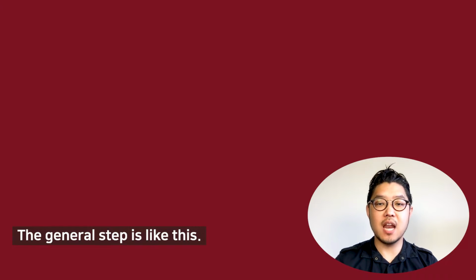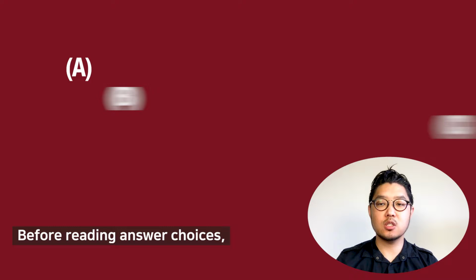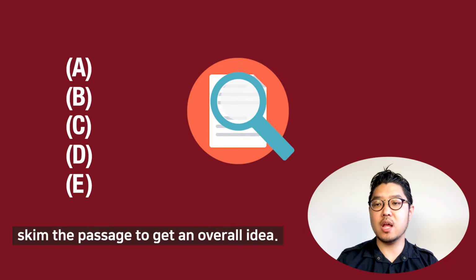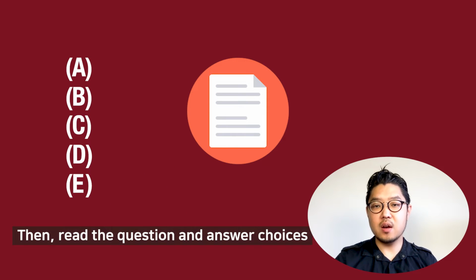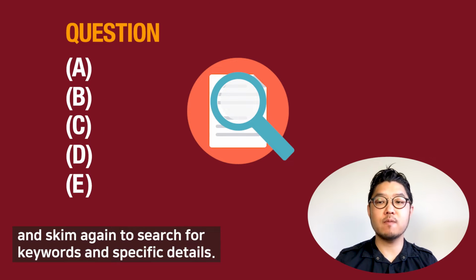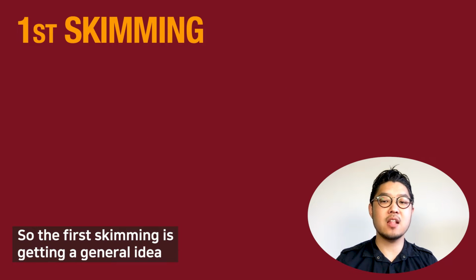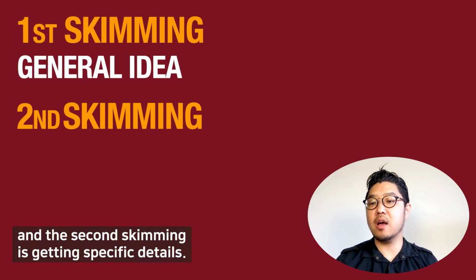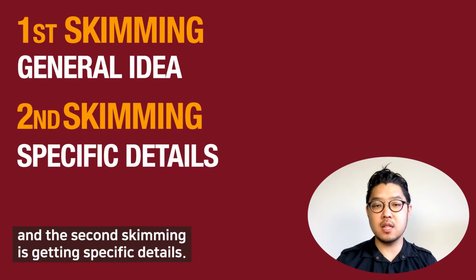The general step is like this. Before reading answer choices, skim the passage to get an overall idea. Then read the question and answer choices and skim again to search for keywords and specific details. So the first skimming is getting a general idea and the second skimming is getting specific details.